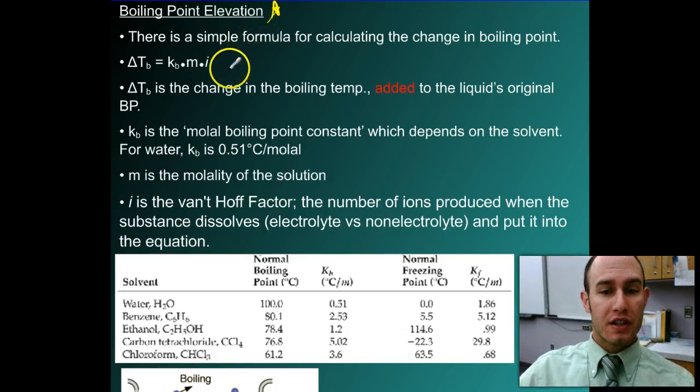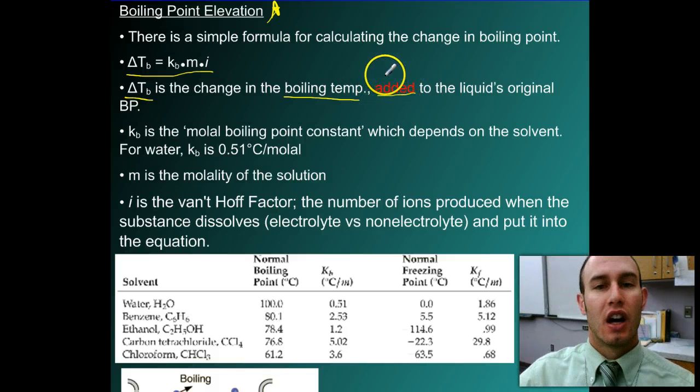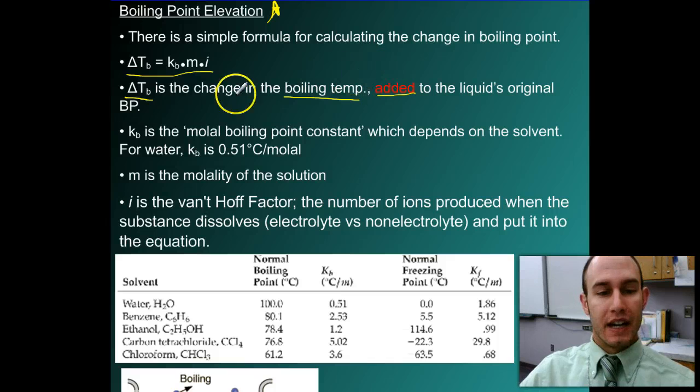Basically, the equation that you need to write down is right here: delta TB equals KB times m times i. And each one of these values here, you're going to need to know. Delta TB is the change in the boiling temperature, and it's always added to the liquid's original boiling point.